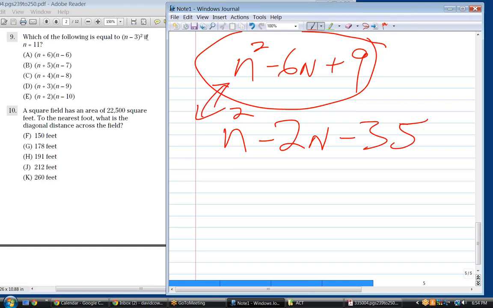So you can't really solve this any other way. You know what I'm saying? In other words, if they said which of the following is equal to that, well then I'd have to do it the other way. But when they say if n is equal to 11, it means that's only the time it's going to be equal.